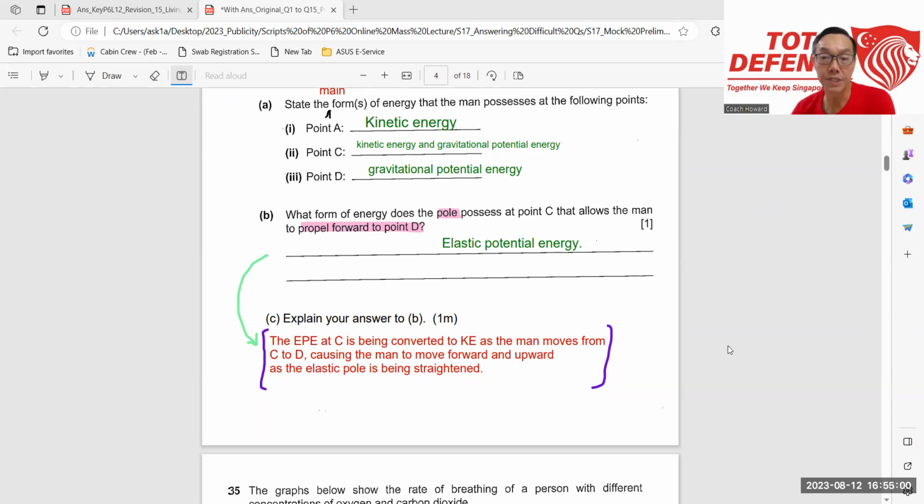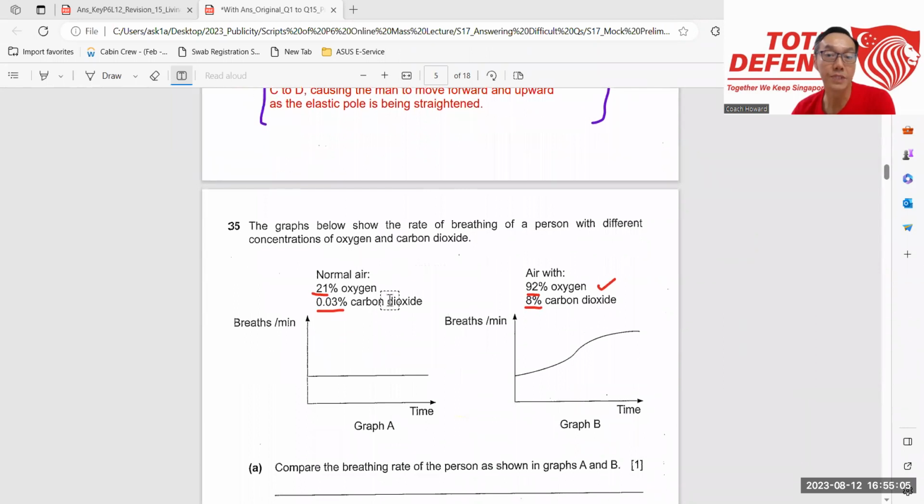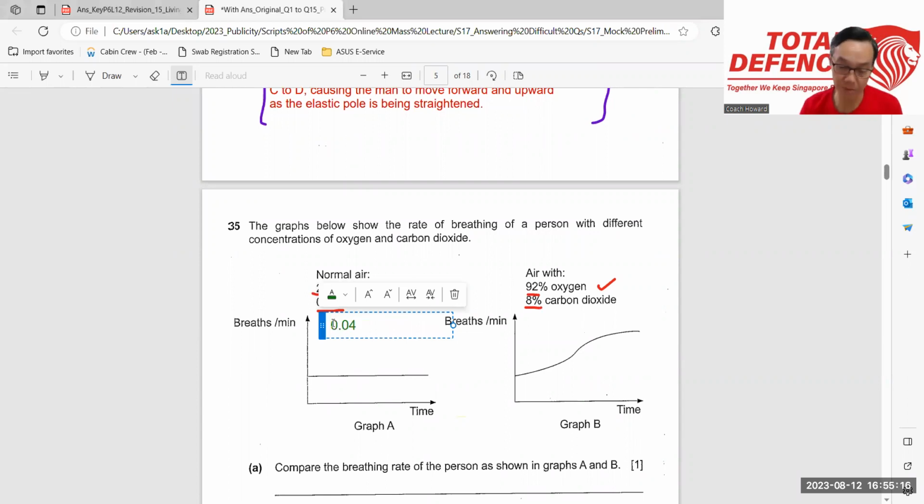This is a very interesting question about a graph showing normal air, which is on the left, which has 21% oxygen, about 0.03 to 0.04% carbon dioxide. So normally nowadays, your school may teach you to put it at 0.04 due to the increased amount of carbon dioxide in the atmosphere. Okay, just for your information. And then this one, the composition is not normal: 92% oxygen and 8% carbon dioxide.